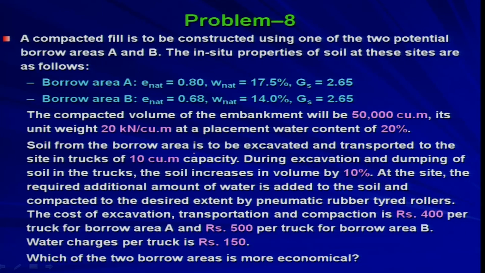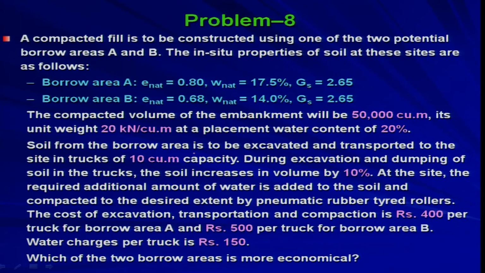So, the in situ properties of soil at these sites are as follows. The borrow area A gives the e natural, that is the natural void ratio, equal to 0.8, water content, that is w natural, is 17.5%, and Gs, that is the specific gravity of soil solids, equal to 2.65, whereas the borrow area B gives e natural equal to 0.68, w natural, that is your water content, is 14%, and Gs, that is the specific gravity of soil solids, is equal to 2.65. Now, the compacted volume of the embankment will be 50,000 cubic meter.